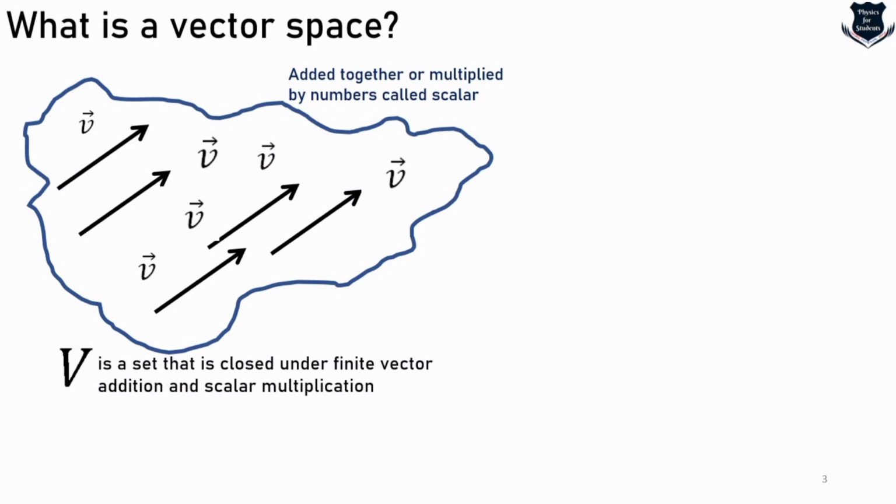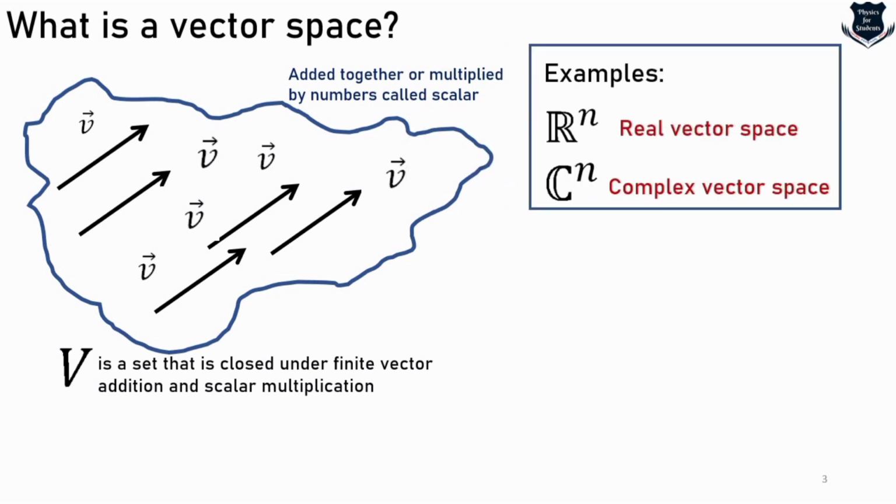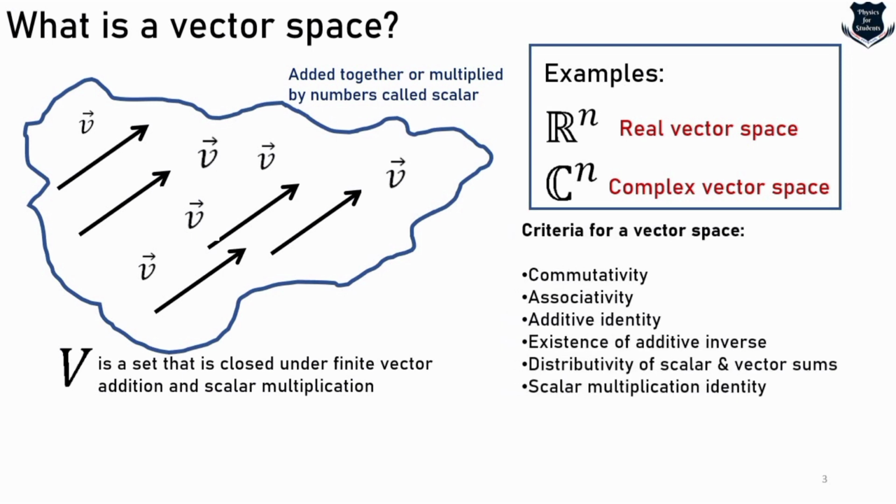So a vector space is a collection of mathematical objects called vectors along with some operations which you can do on them. A vector space V is a set that is closed under finite vector addition and scalar multiplication. For example, Rn would be a real vector space, Cn would be a complex vector space, and so on. In order for V to be a vector space, the following criteria should be met.